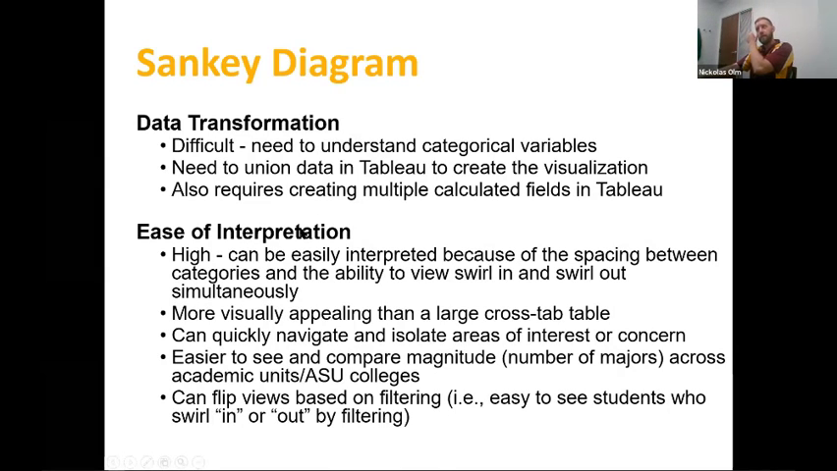So a Sankey diagram does give you a little more room, so it's more spaced out in between colleges, and you do get that easy to follow flow view from one college to another. And in Tableau, like I showed you in the sunburst chart, you can click on certain colleges, filter certain colleges, and you can just isolate one college to see what that swirl out is, but you would also be able to see what the swirl in is on that same chart.